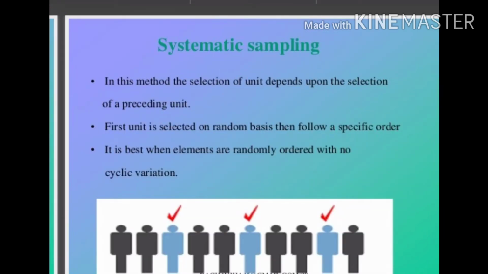Systematic sampling. In this method, the selection of a unit depends upon the selection of preceding units. The first unit is selected on a random basis and the rest follow a specific order. It is best when the elements are randomly ordered with no cyclic variations.